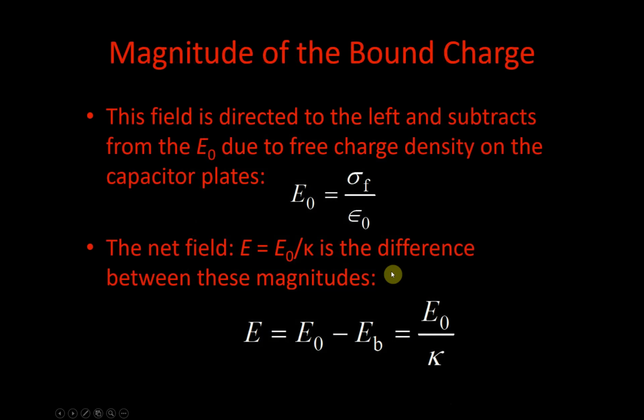And what does that mean? This means we're once again looking at K. That means E is equal to E0 over K. That's how our electric field will change. And the net field then means the magnitude, the difference between the electric field as it would stand and the bound charge will be E is E0 minus EB, which will give us the original electric field divided by K.